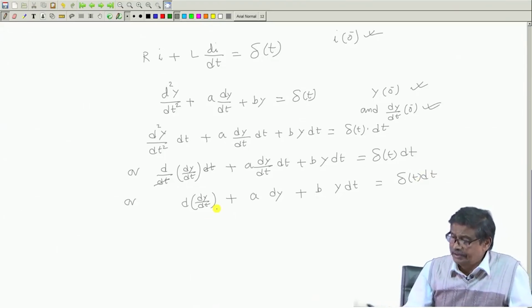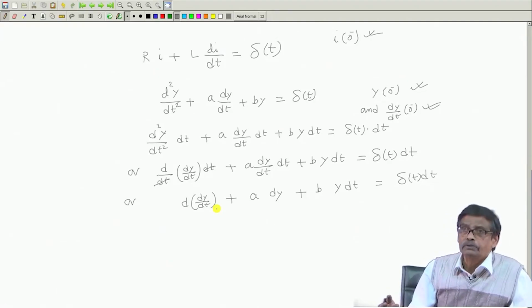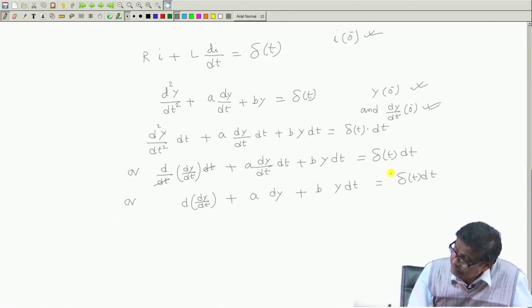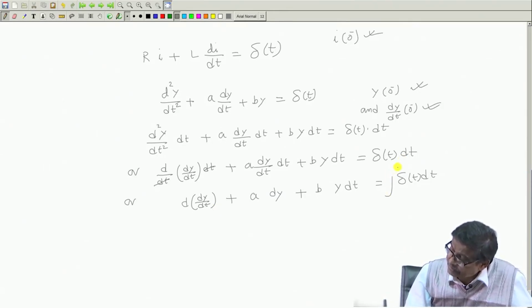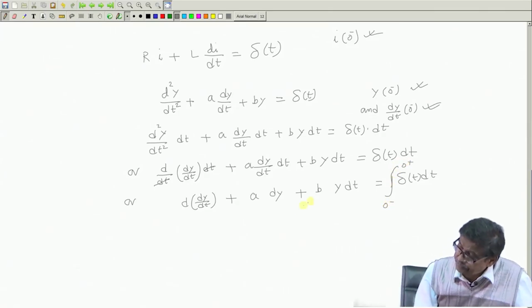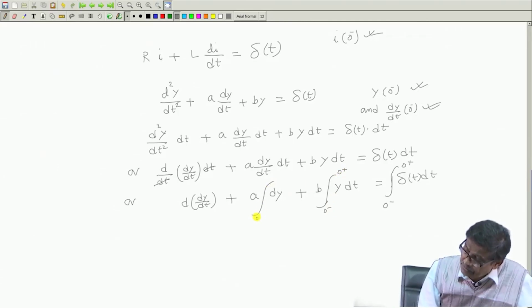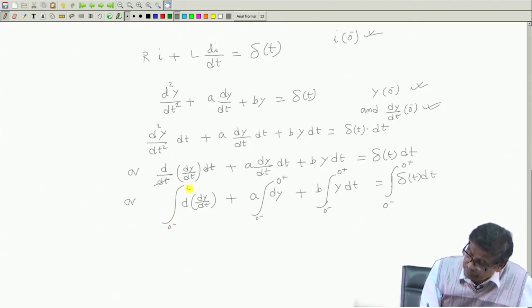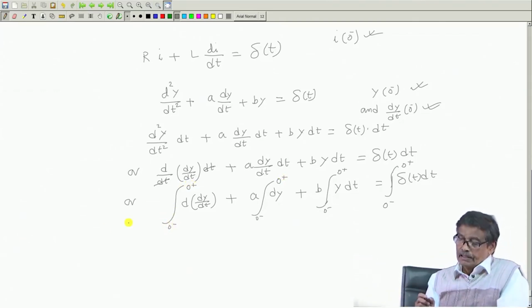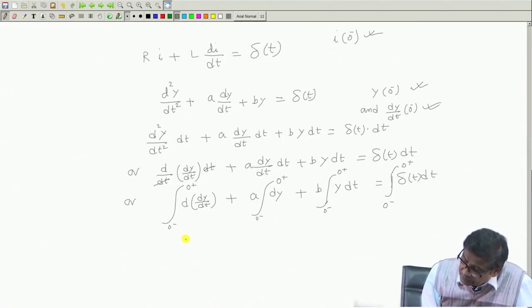Now, as I told you, to make the right hand side some known finite thing, I integrate both sides from 0 minus to 0 plus. B is a constant, so integrate from 0 minus to 0 plus for each term. What will be the integration of this term? It will be dy dt.